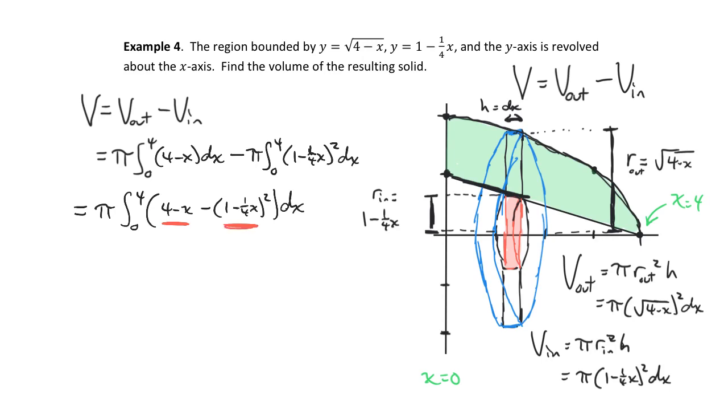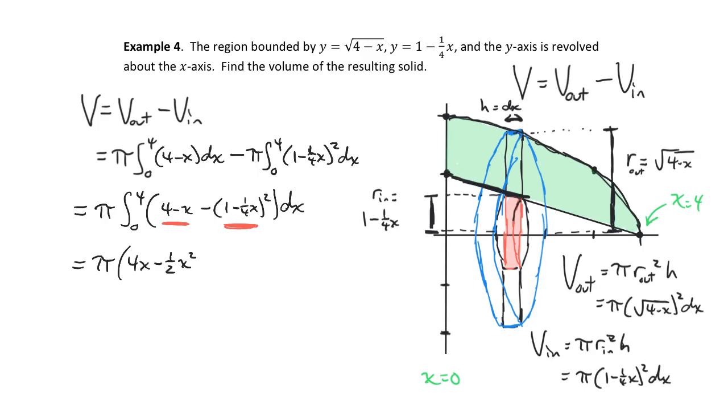We have to take this integral. The first one is pretty straightforward. We just use ordinary formulas. So we'll end up with pi times the antiderivative of 4, which is 4x, and the antiderivative of x, which is 1/2 x squared.